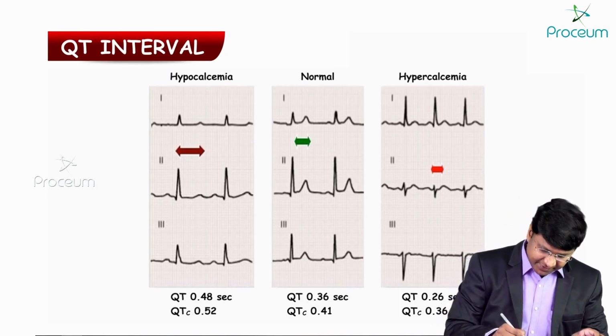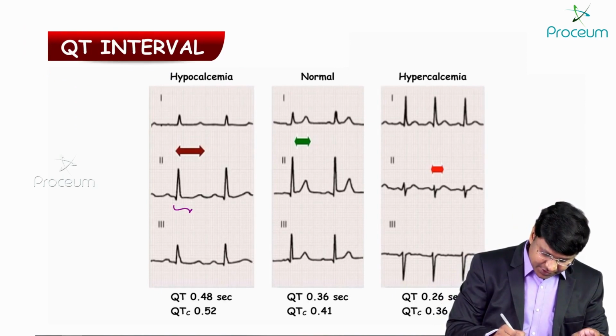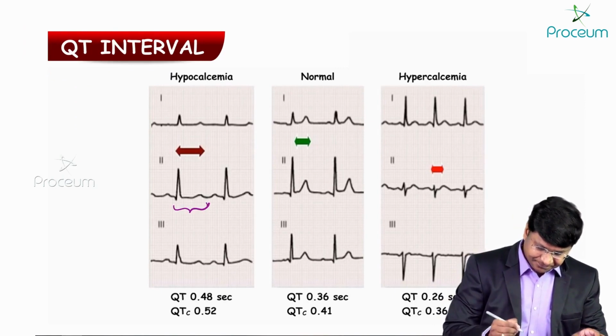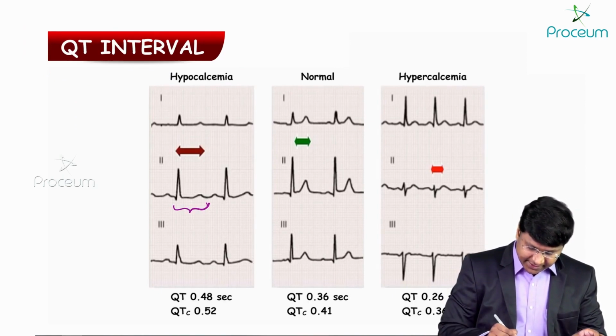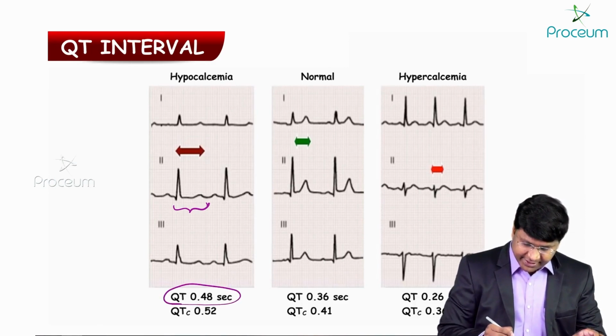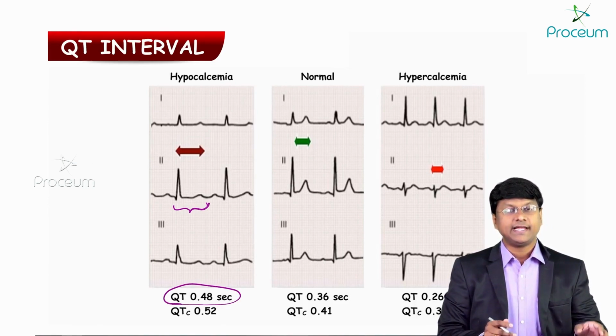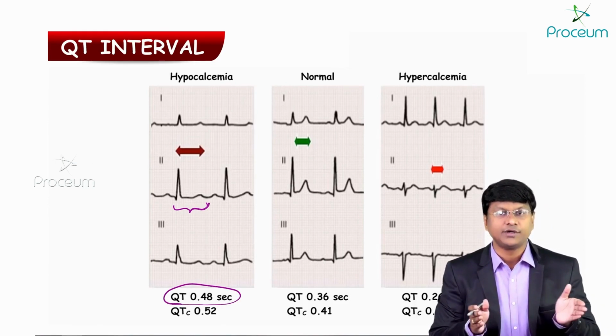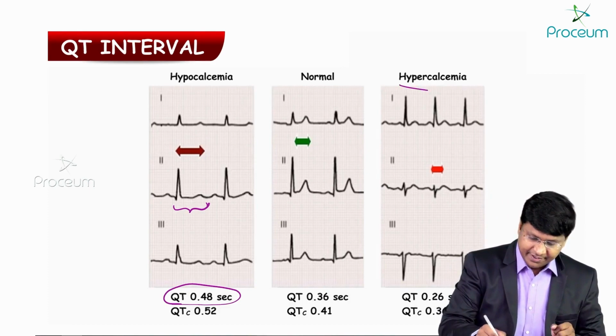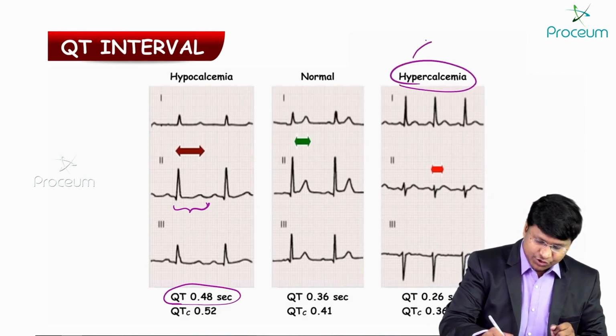In hypocalcemia, you take here, this is your QT interval. In this patient, the QT interval is nearly around 480 milliseconds or 0.48 seconds. In hypocalcemia, you will have a prolonged QT interval, whereas in hypercalcemia, you will have a short QT interval.